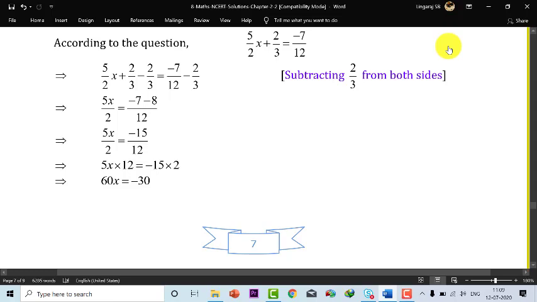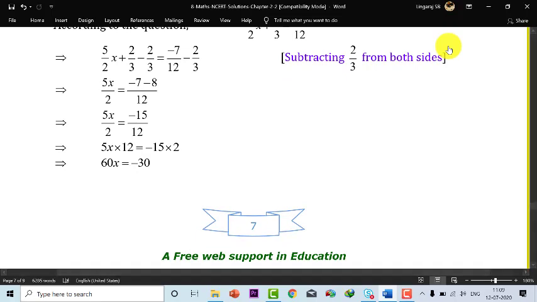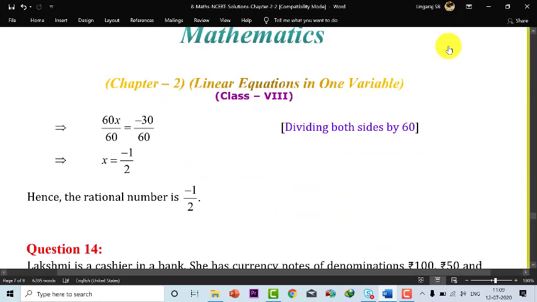So we are going to cross multiply: 5x into 12 is equal to minus 15 into 2. So here 12 into 5x becomes 60x is equal to minus 15 into 2 becomes minus 30. So next step, this will be 60x by 60 is equal to minus 30 by 60, because we are dividing both sides by 60 to get the x value. 60 gets cancelled, x remains. Here 3 ones are 3, 3 twos are 6, we get minus 1 by 2. Hence the rational number is minus 1 by 2.